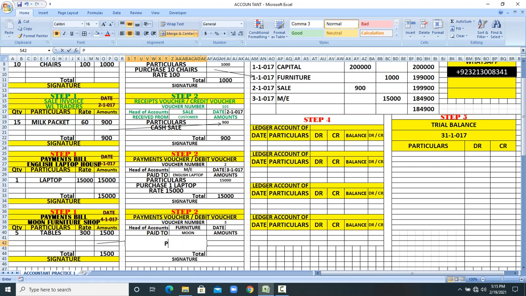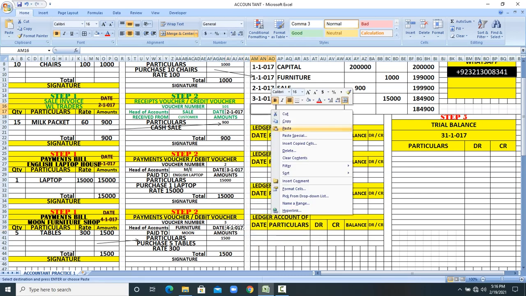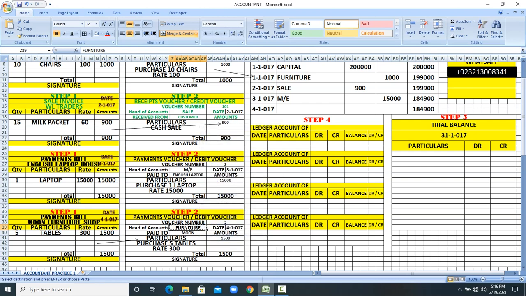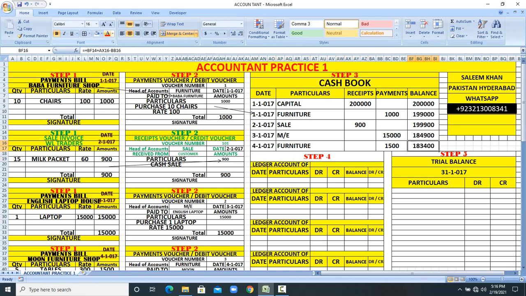Moon, purchase 5 tables, rate 300. Now we write here 1500, and third step, third, we write here date 4/1/17, and this head of account we write here payment and amount 1500. This is our cash in hand, 1,83,400.